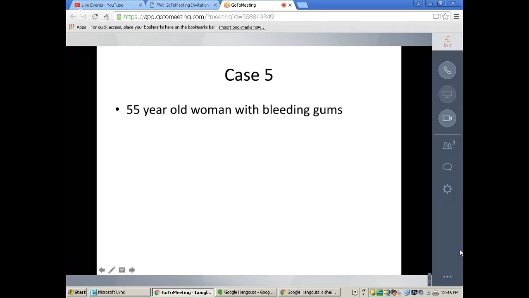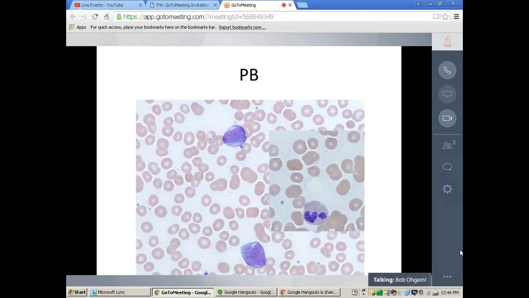So our case number 5, again, continuing to build our understanding of the classification of acute leukemias. Here's a 55-year-old woman with bleeding gums. She comes in and you look at her peripheral blood smear and you see blasts. They have very fine nuclear chromatin, prominent nucleoli. They're very large in size. They have some moderate amounts of cytoplasm. Maybe there's some granules that you can see.